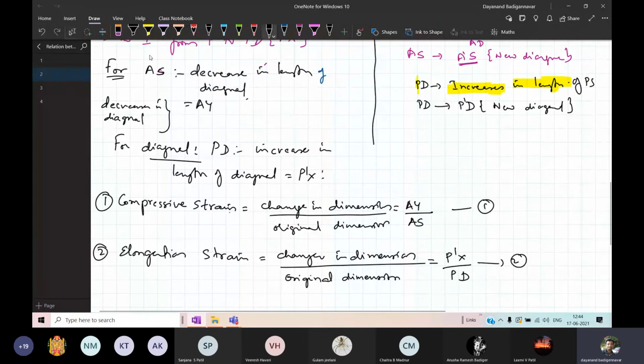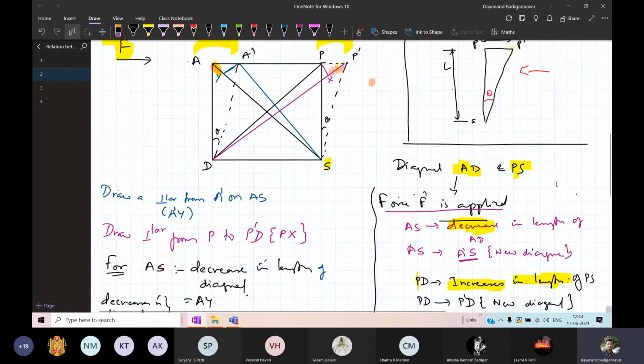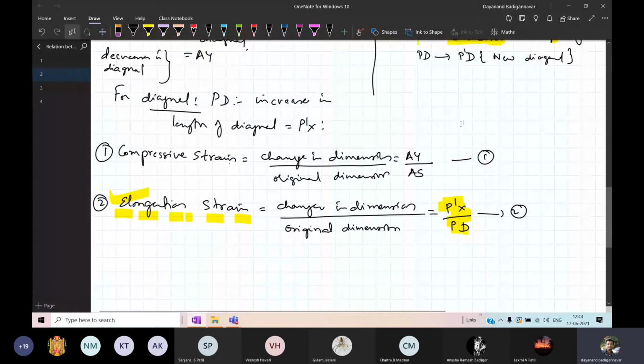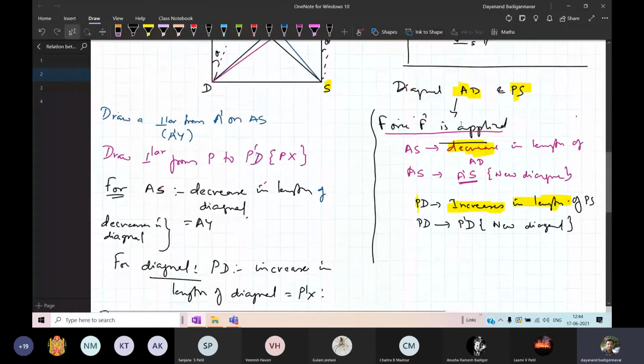So let us go for the first one. We will do the evaluation for the elongation strain. Calculate it, substitute, and get the value of the elongation strain. To calculate the elongation strain, I should know PX and PD. Look here. What is PX? You have to evaluate it. Look at this diagram and evaluate what PX and PD are.